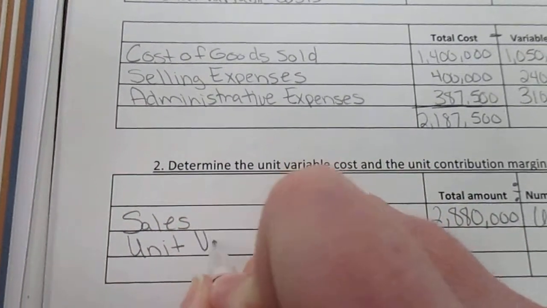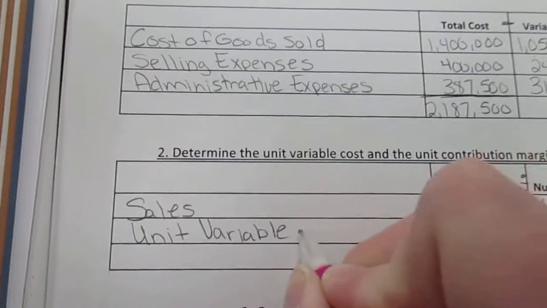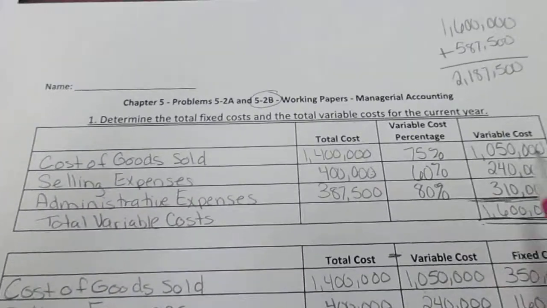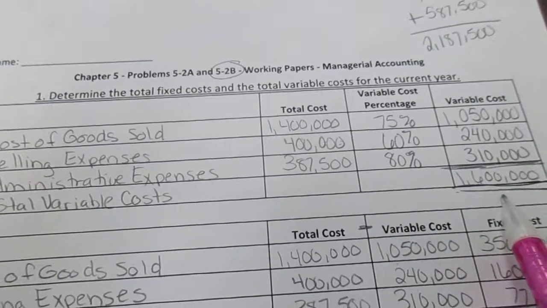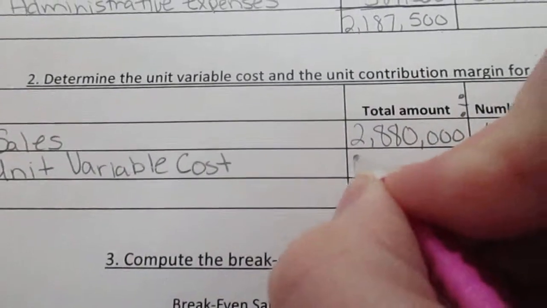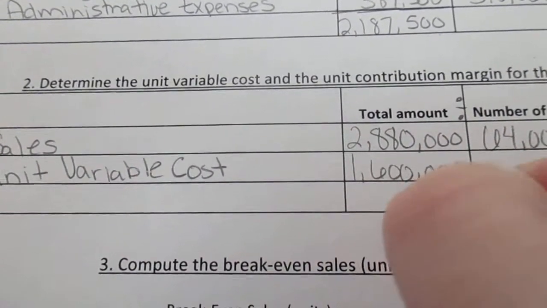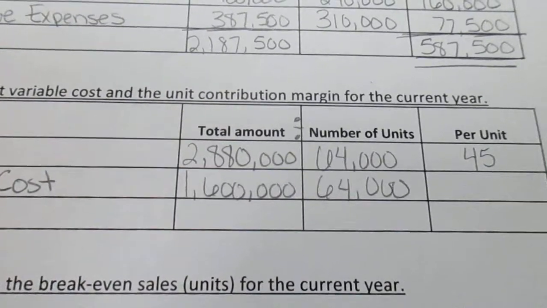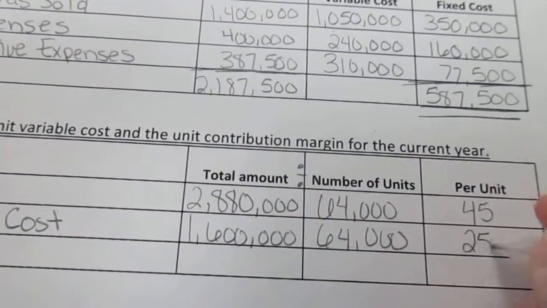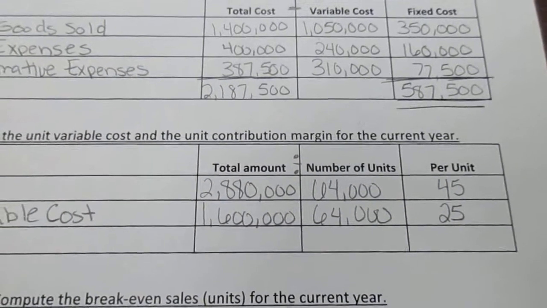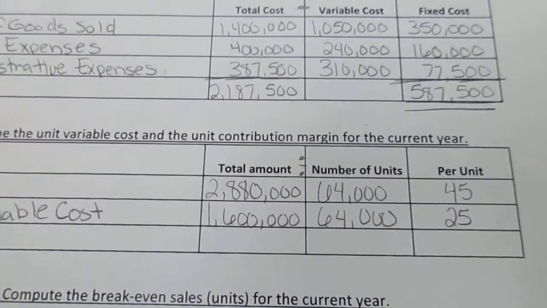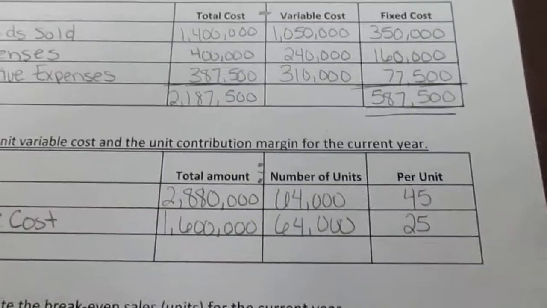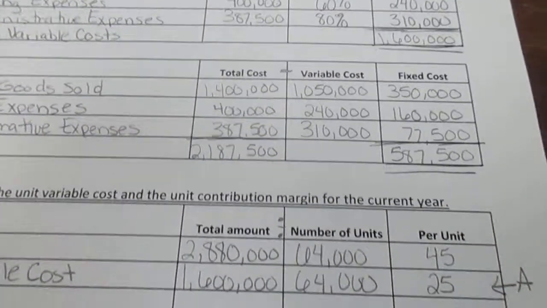So then we're going to find our unit variable cost. We learned in the problem up above that our total variable costs were $1,600,000. So we're going to bring that number down, and again, divide it by the 64,000 units. And we get $25 per unit. Now, letter A in our problem asked us what the unit variable cost is. Well, that's what we just figured out. So this is the answer to A.